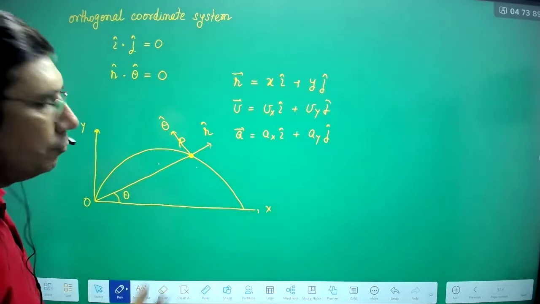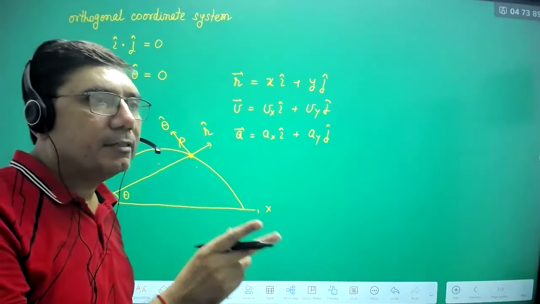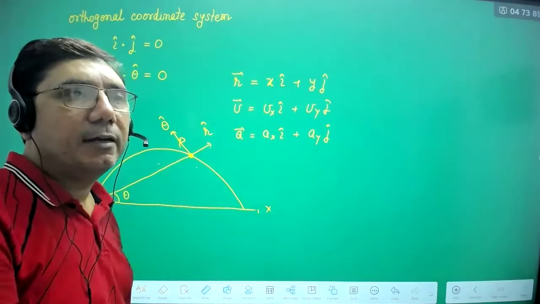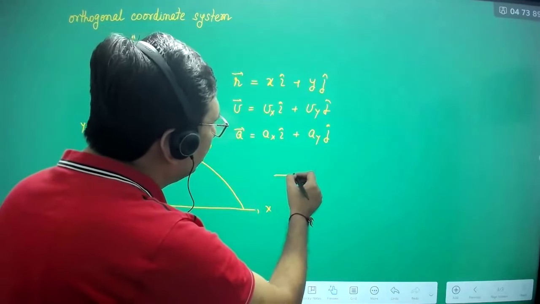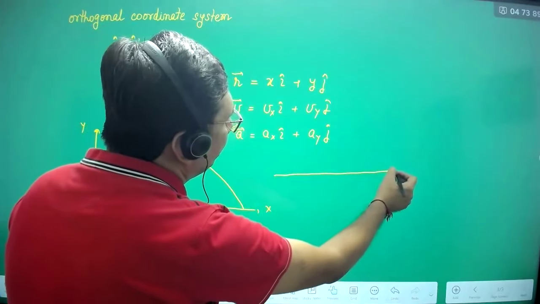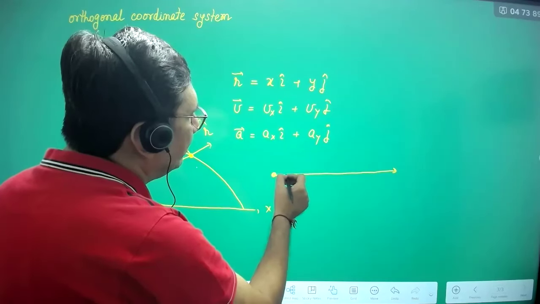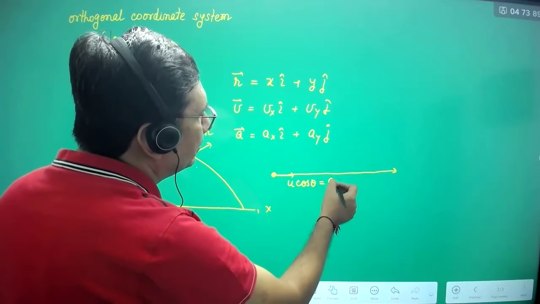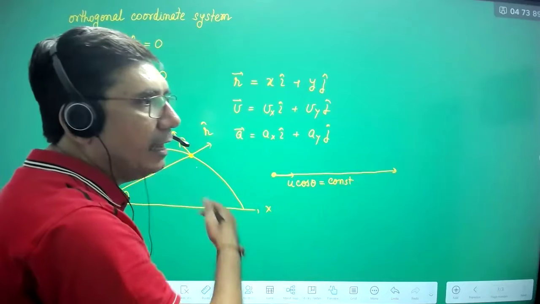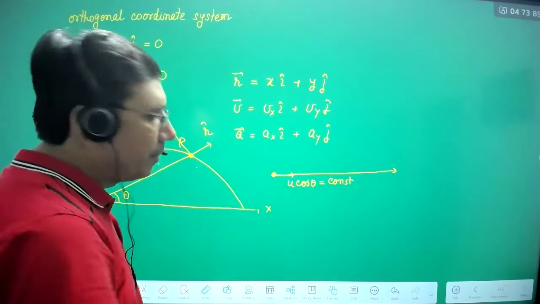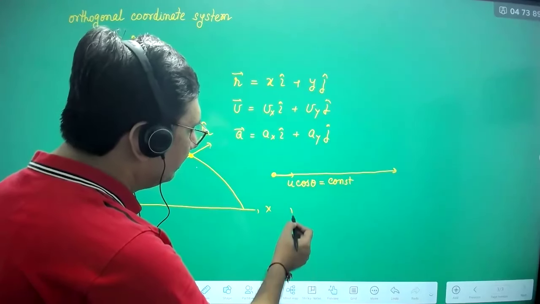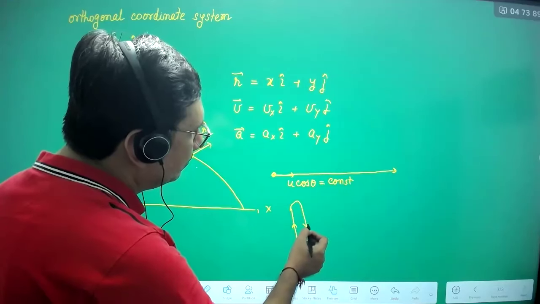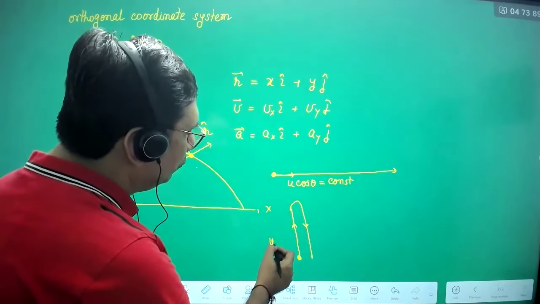So that's the advantage. You can study this problem as the superposition of two problems: one particle moving in the x direction, another moving in the y direction. In the x direction, the particle moves with constant velocity u cos theta. This is the x directional motion, studied independently. Second, in the y direction, it is like this, and here this is u sin theta.